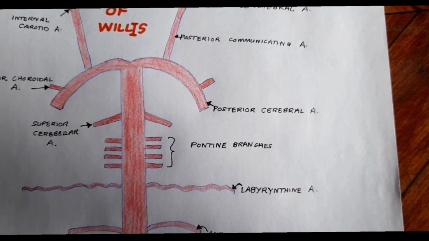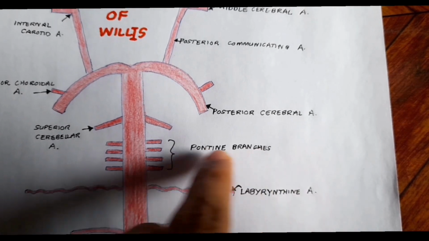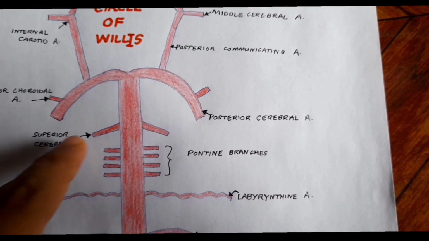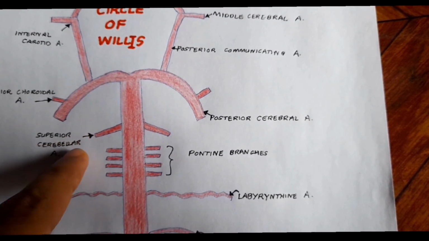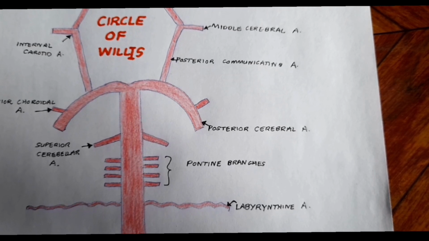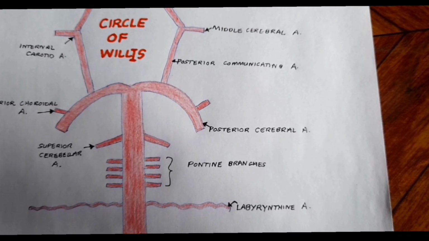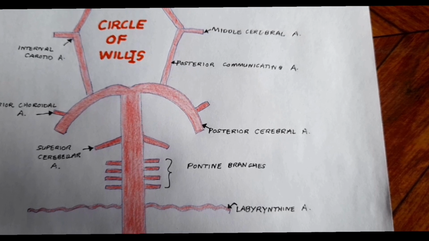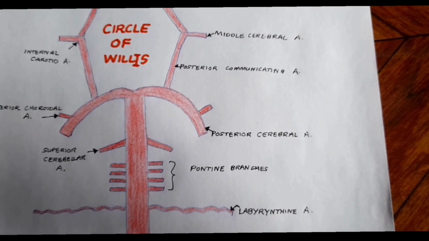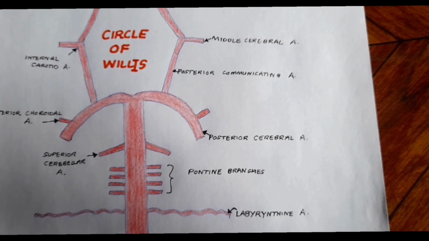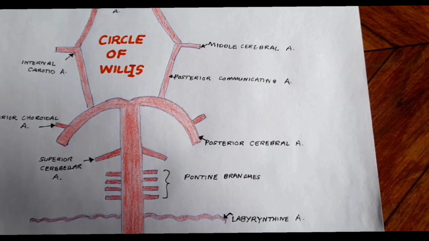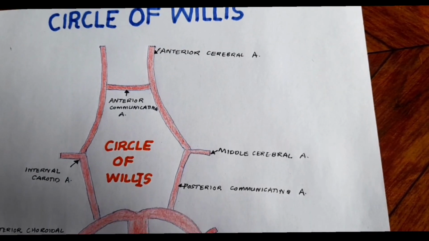As we move up, on the pons we have these pontine branches, and as we move further up, we have the superior cerebellar artery. All of these are coming from the basilar artery. So we can see that this basilar artery gives branches to the anterior inferior cerebellar artery, labyrinthine artery, pontine branches, superior cerebellar artery, and posterior cerebral artery. Now, this is the vertebrobasilar system. On top of this is the carotid system.